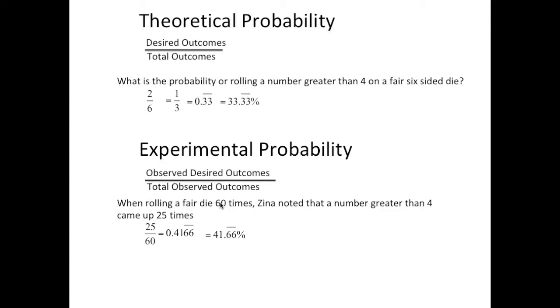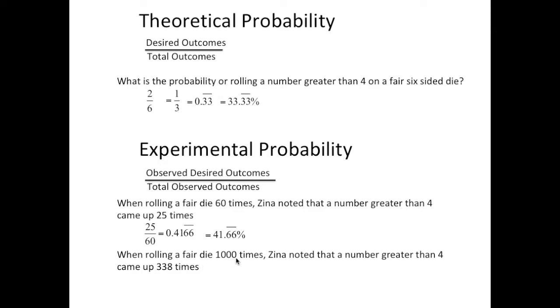60 times rolling a die, that's really not a lot, but if I repeated this experiment, let's say 1,000 times, I'd expect that my experimental probability would be closer to my theoretical probability. I tried it out. I rolled it 1,000 times in a spreadsheet, and 338 times I got a number that was greater than 4, so 5 or 6. So 338 out of 1,000 is 0.338. Look at this, 0.33, getting closer, or 33.8%.